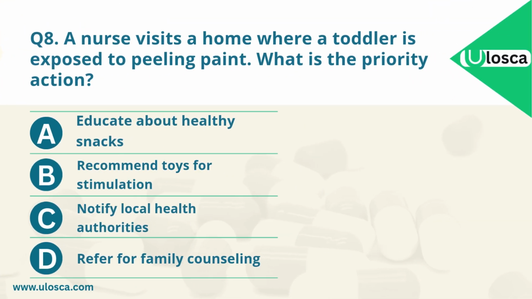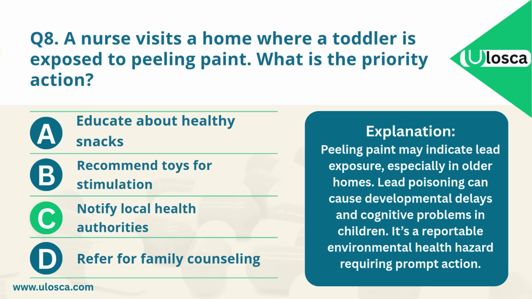The correct answer is C. Notify local health authorities. Explanation. Peeling paint may indicate lead exposure, especially in older homes. Lead poisoning can cause developmental delays and cognitive problems in children. It's a reportable environmental health hazard requiring prompt action.